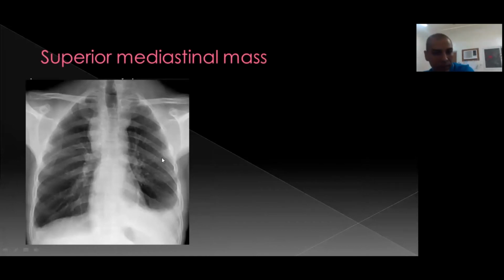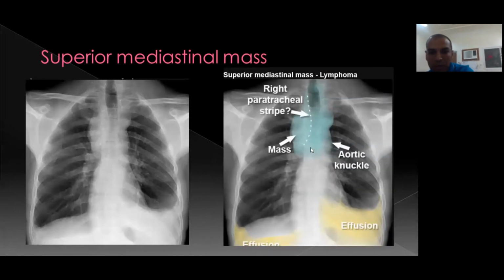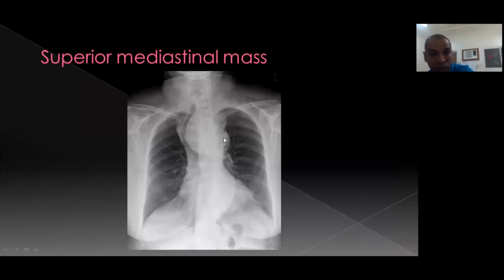This is a classic superior mediastinal mass encasing the trachea. We have here also a left-sided pleural effusion. This lobulated outline is for a superior mediastinal mass, also occupying the right paratracheal region. As we said before, this one should be clear. This is a superior mediastinal mass, confirmed as lymphoma. This one is a superior mediastinal mass also, yes you are right, and we have tracheal shift to the right side.